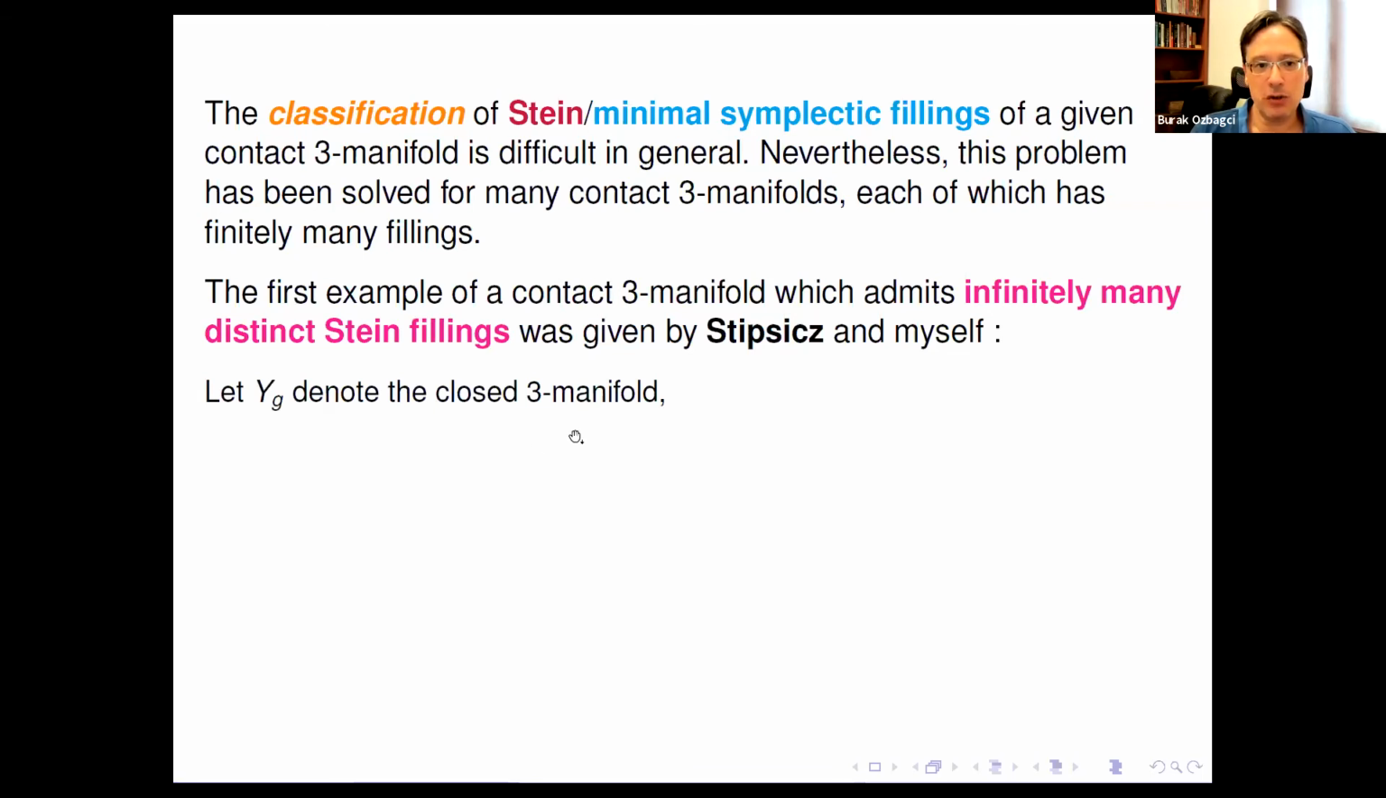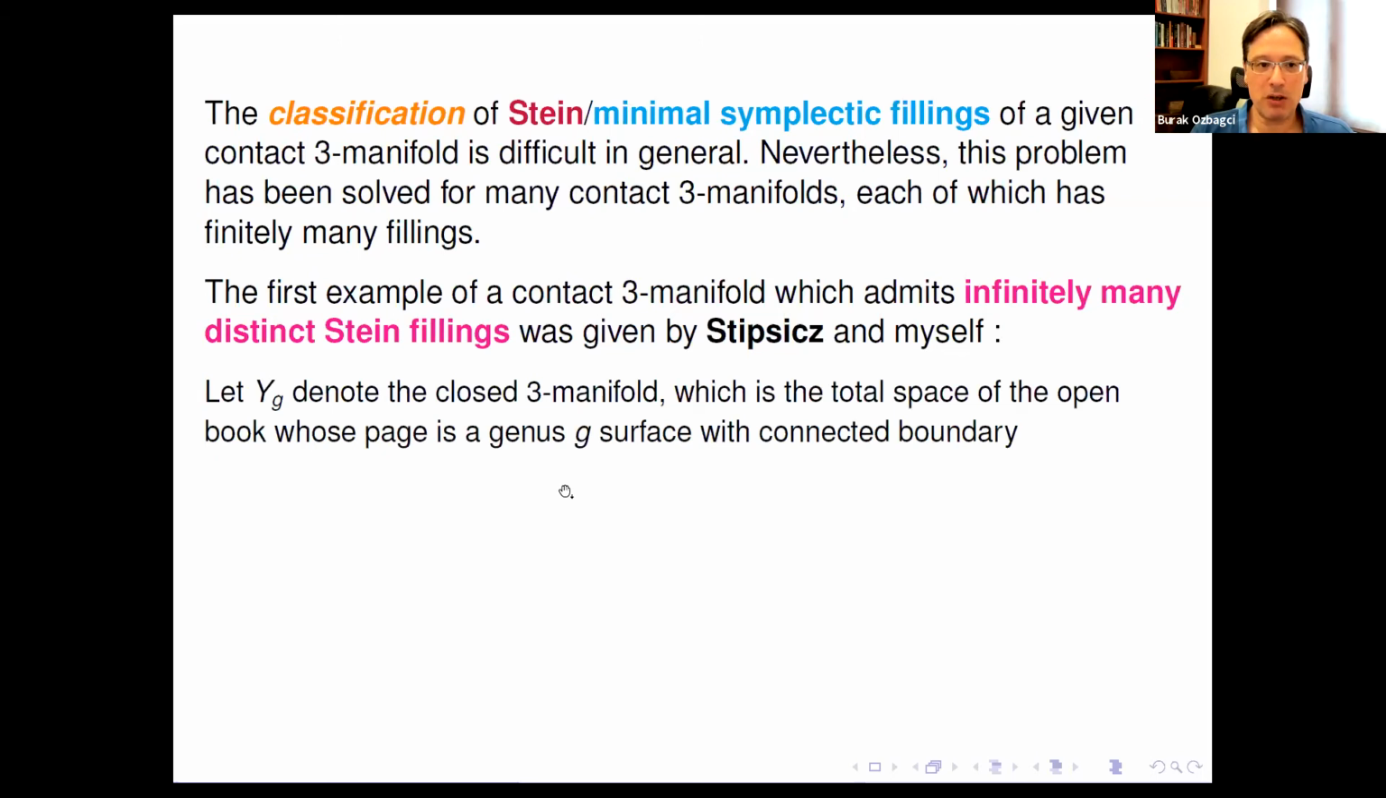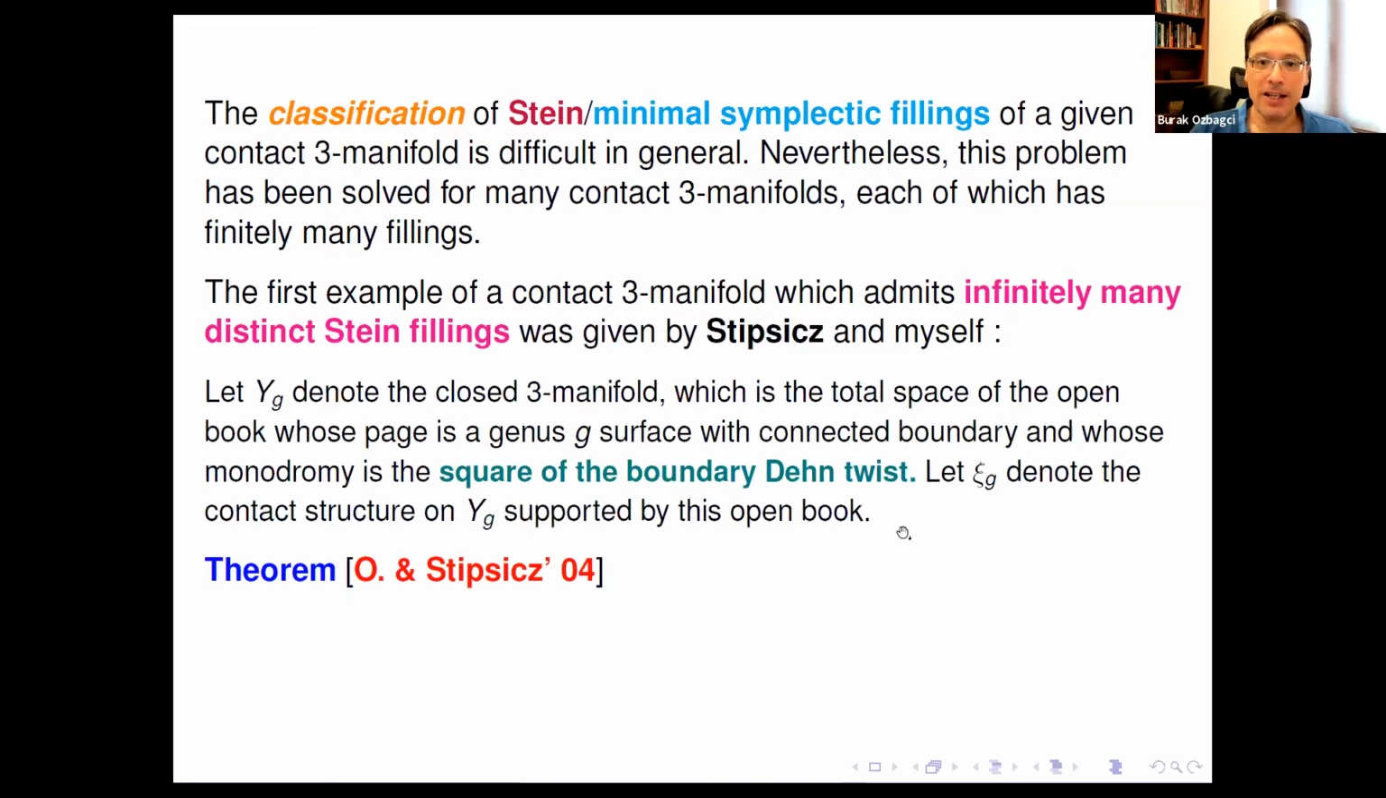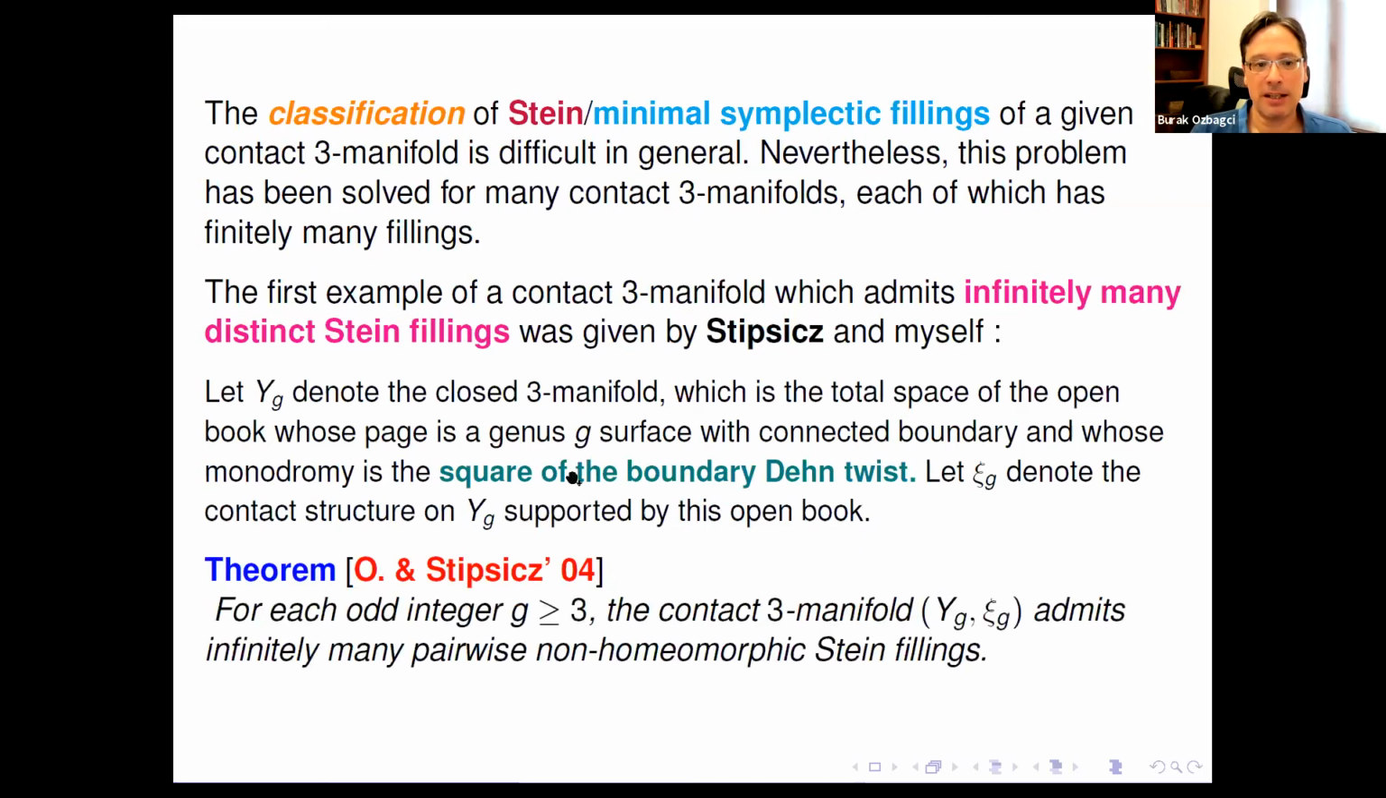Let Y_g denote the closed three-manifold which is the total space of an open book whose page is a genus g surface with connected boundary, a very simple object so far, and whose monodromy is the square of the boundary Dehn twist. I just take this very simple three-manifold described by an open book. Let ξ_g denote the contact structure on this manifold supported by this open book. We proved with András Stipsicz that for each odd integer g greater than or equal to 3, the contact three-manifold (Y_g, ξ_g) admits infinitely many pairwise non-homeomorphic Stein fillings.